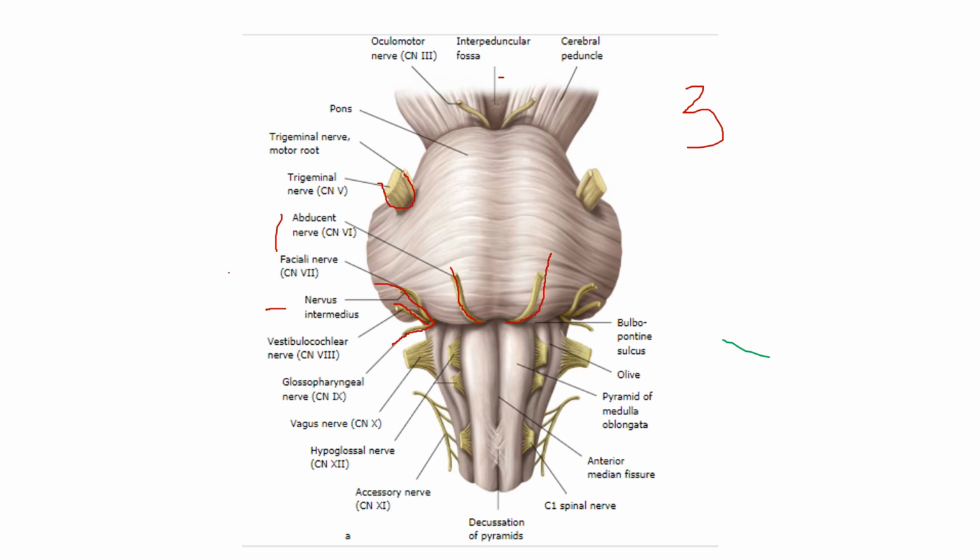And then where is our vagus? Right here. So vagus 10, hypoglossal 12. So note, these are our pyramids, and these are our olives. So in that line between pyramid and olive, what nerve comes out from there? Yes, cranial nerve 12, hypoglossal.